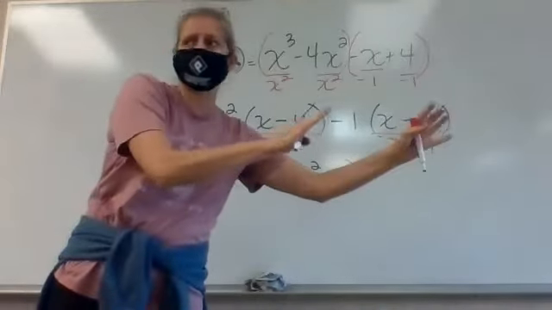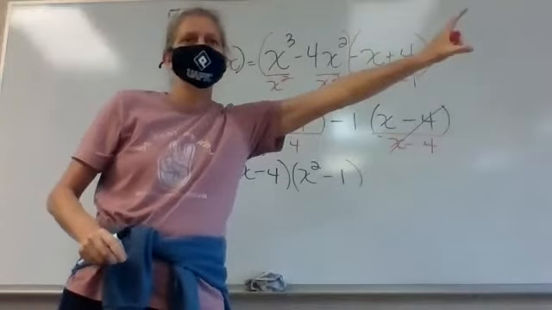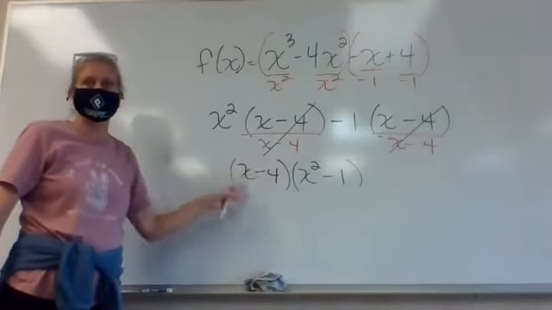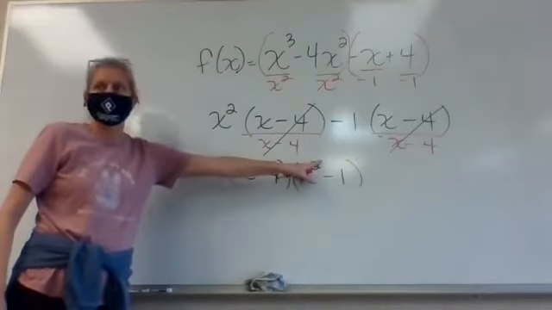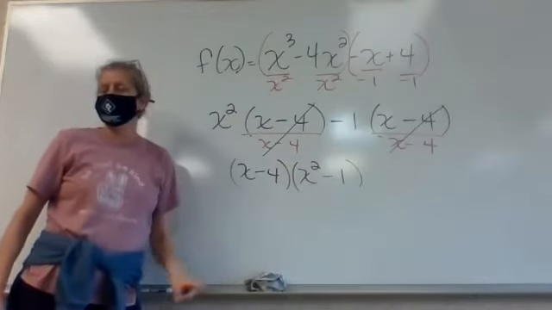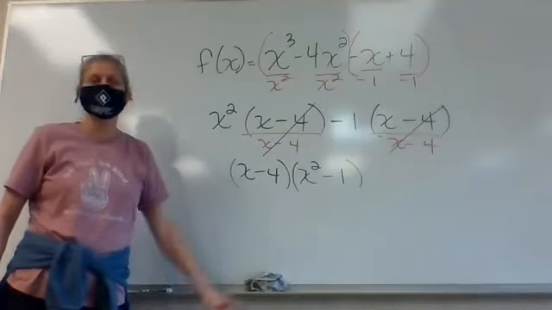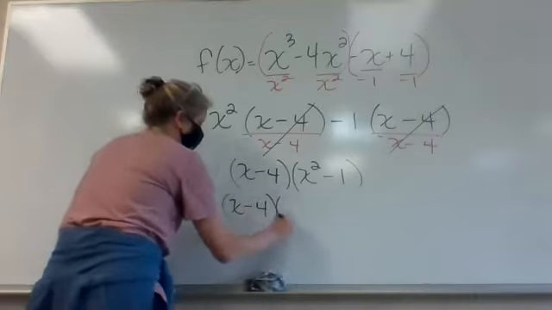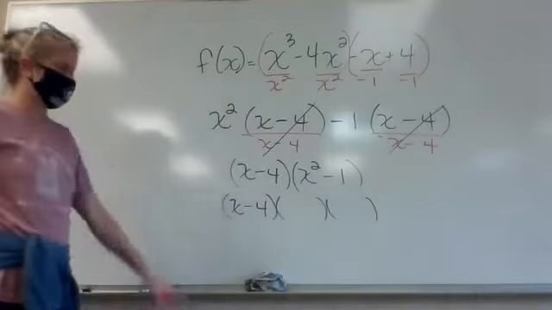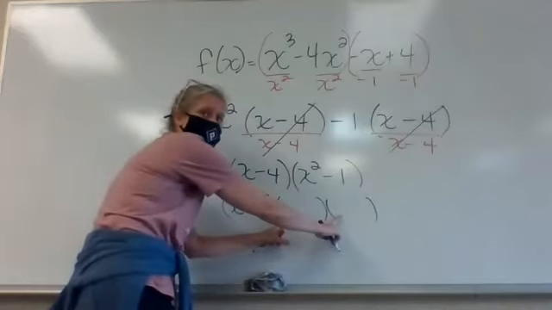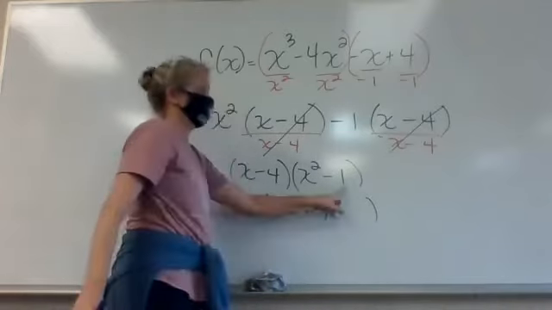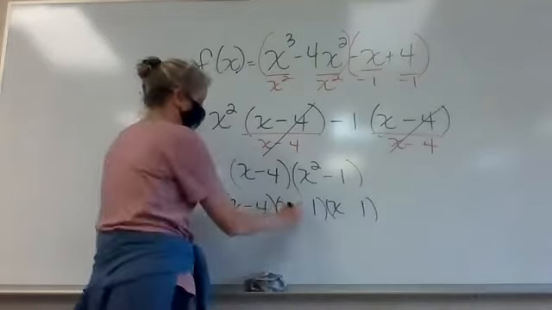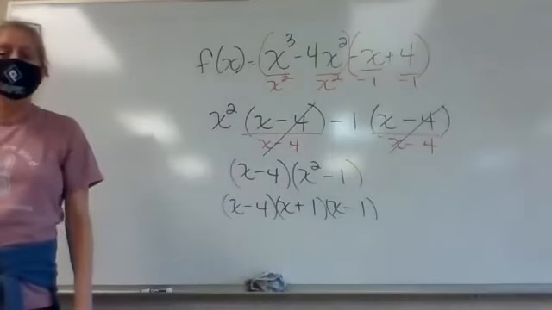You see how I'm getting factors now instead of a long polynomial? I've got one more step though. This one's done. I don't have an inside exponent. So this factor's done. But look, there's two terms and they're both perfect squares. So that's how I'm going to factor this one to end it. So I just bring down the X minus 4. X and X gives me the X squared. 1 and 1 gives me the 1. Plus and minus. Now you're done factoring.